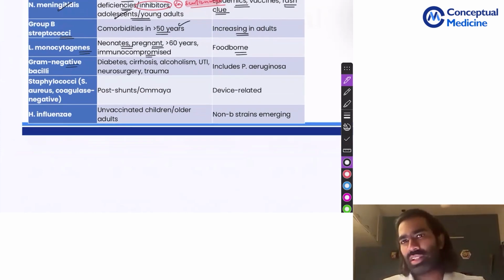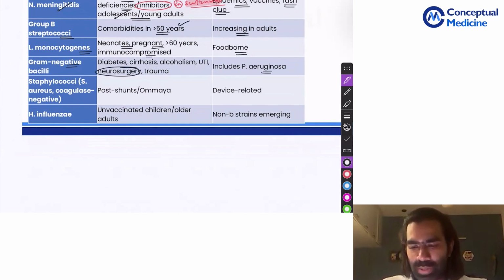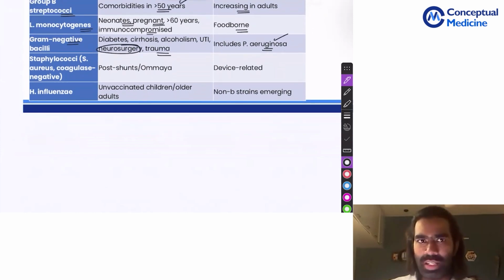Gram-negative bacilli meningitis is very, very rare. But you can expect it in the setting of post-neurosurgery. And in that case, I'm going to think in terms of Pseudomonas aeruginosa. Sometimes you can suspect it after trauma also, but these are rare conditions that can result in gram-negative bacilli causing meningitis.